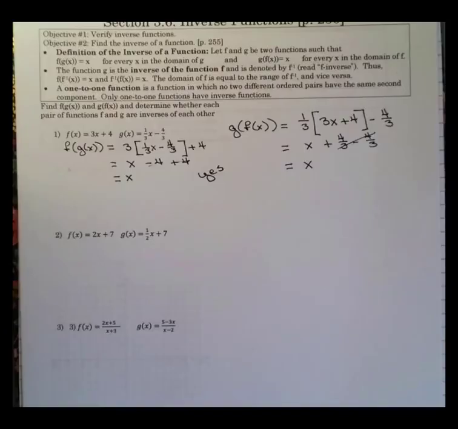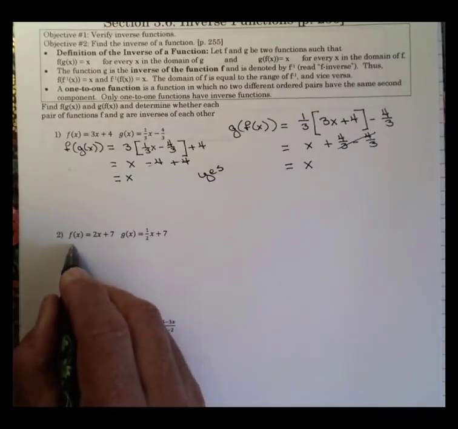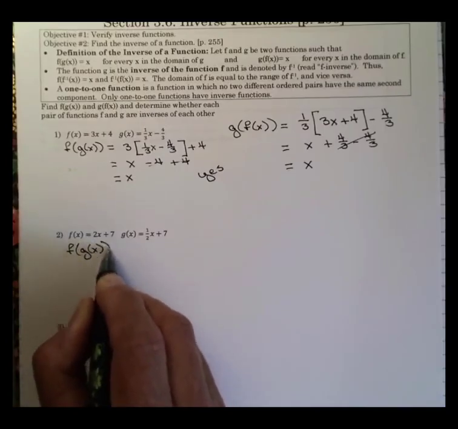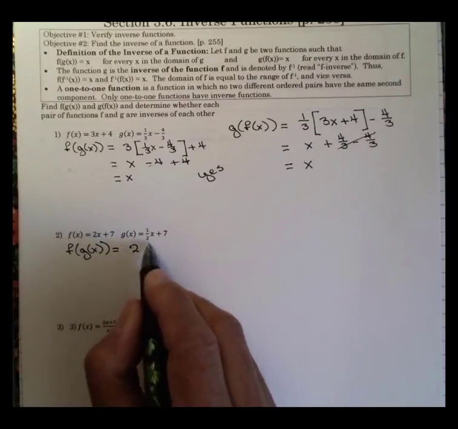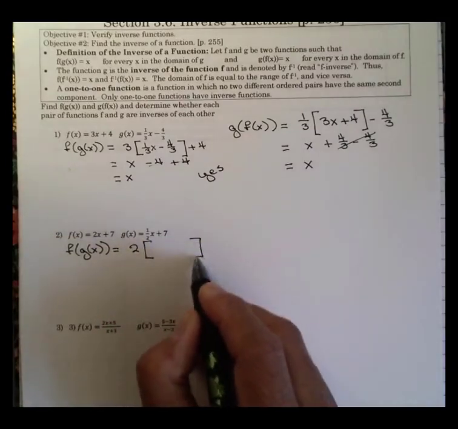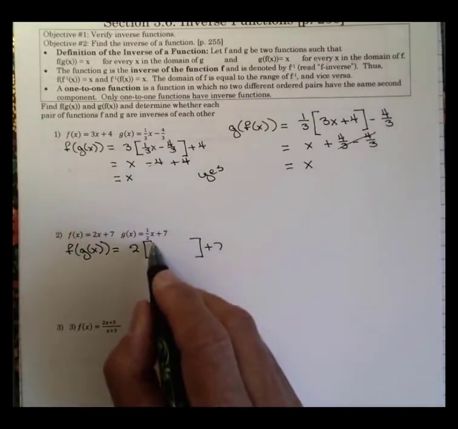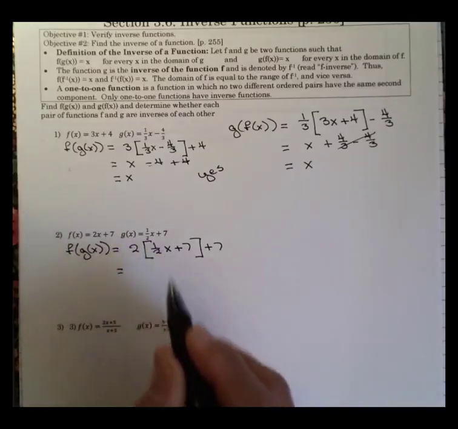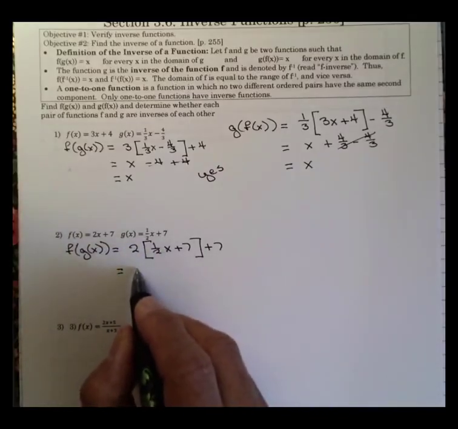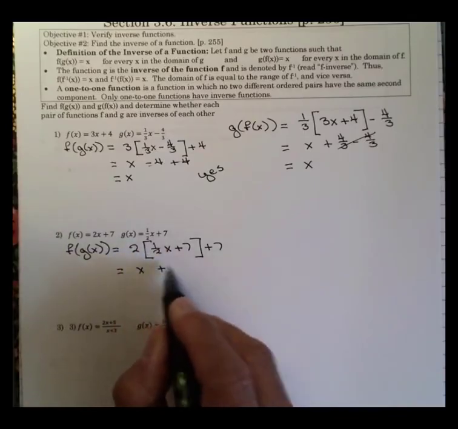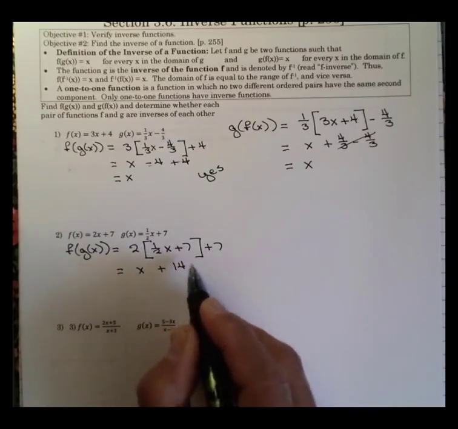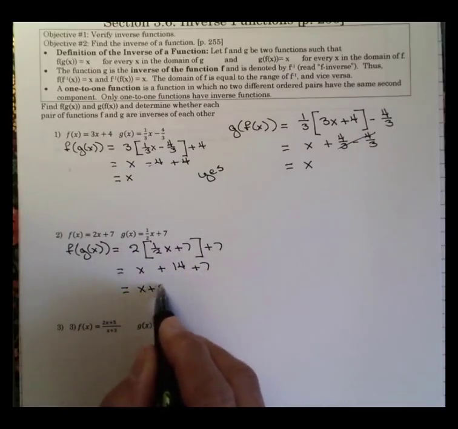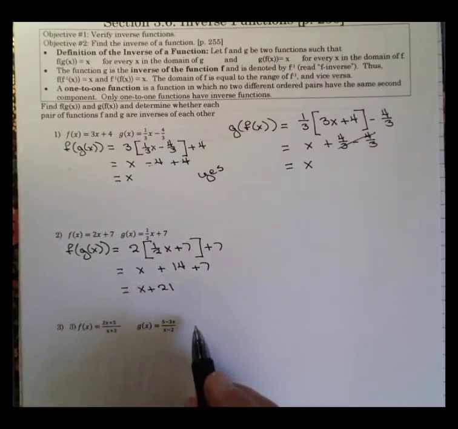Let's check the next one. First, I'm going to do the composition of f with g. I'll take this f of x function, and wherever it has x, I'm going to insert the other one. So here's my g of x function, 1/2 x plus 7. I just have to distribute this 2. 2 times 1/2 is going to give me just 1x. 2 times 7 is going to give me 14. And then I bring my 7 down. What I end up with here is x plus 21. So it did not come out equal to x. That's a problem for me.